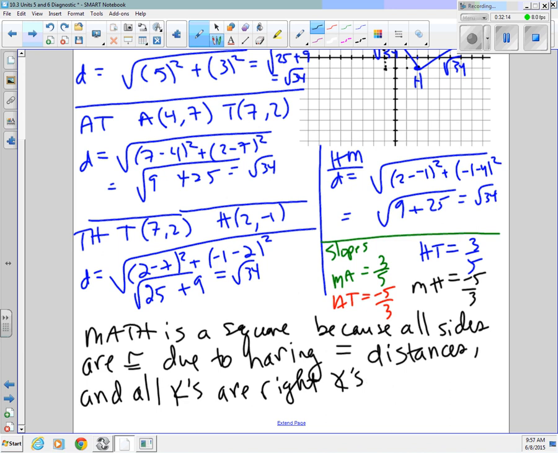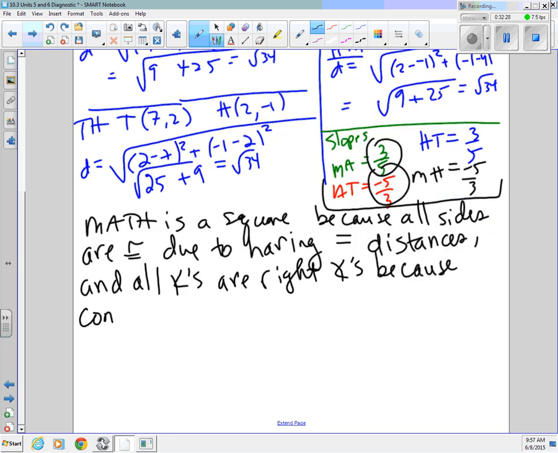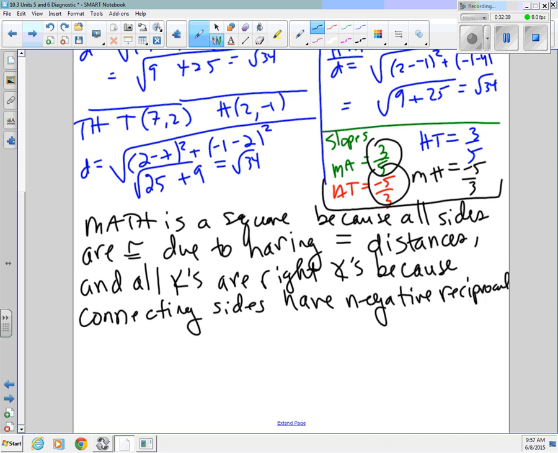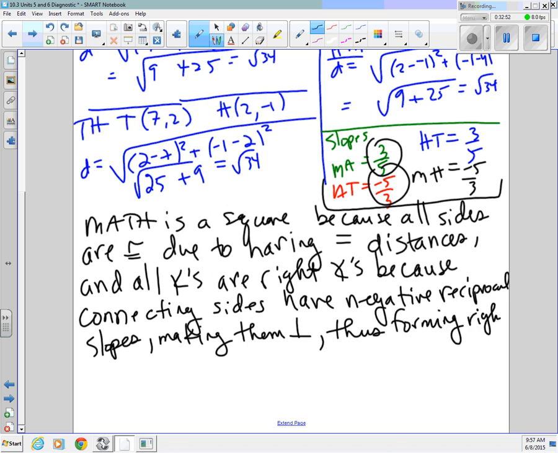And why? Well, if I look at the slopes we just calculated, the adjacent sides, for example, MA and AT, have negative reciprocal slopes. Because connecting sides, or adjacent sides, people like to use the word connecting, have negative reciprocal slopes, making them perpendicular, thus forming right angles. And that would be a good model response.